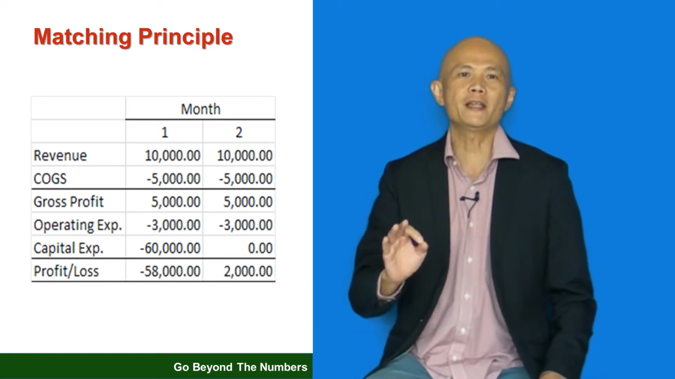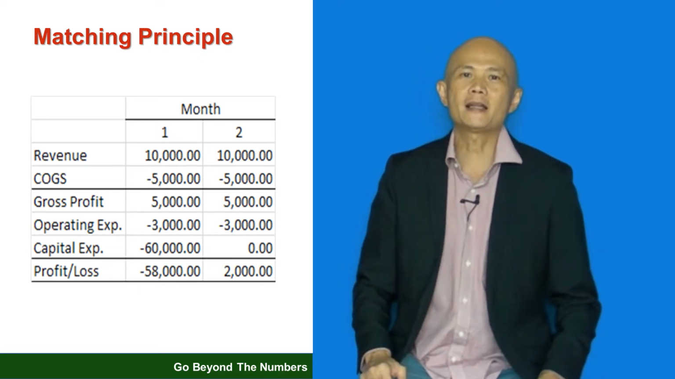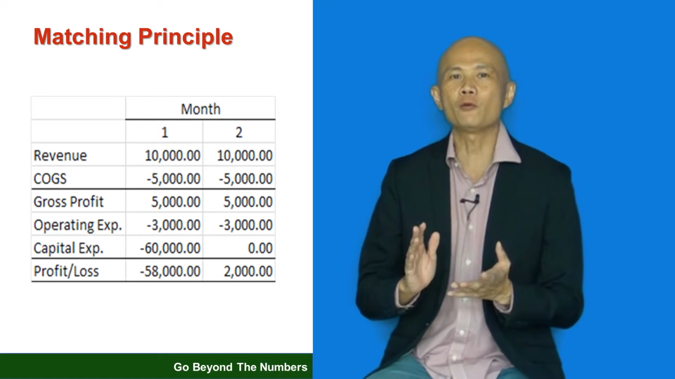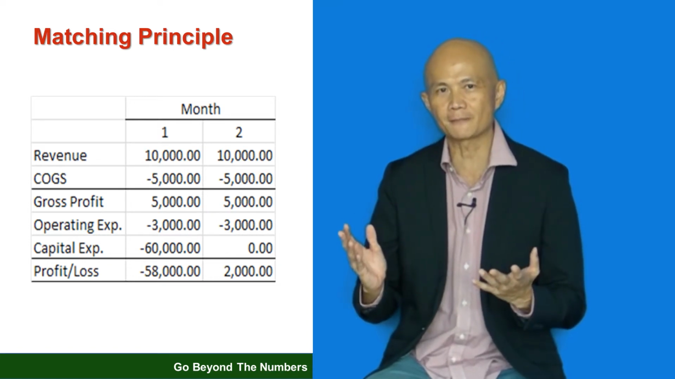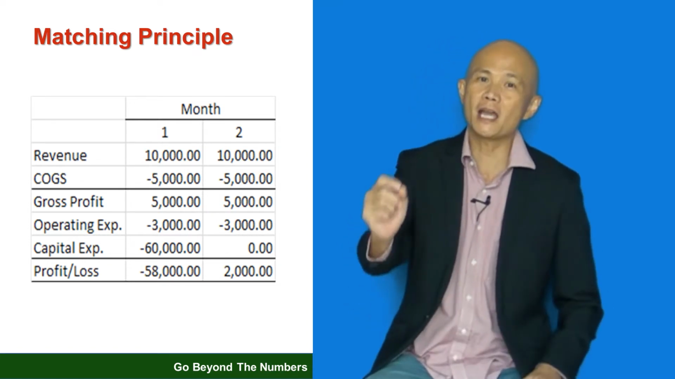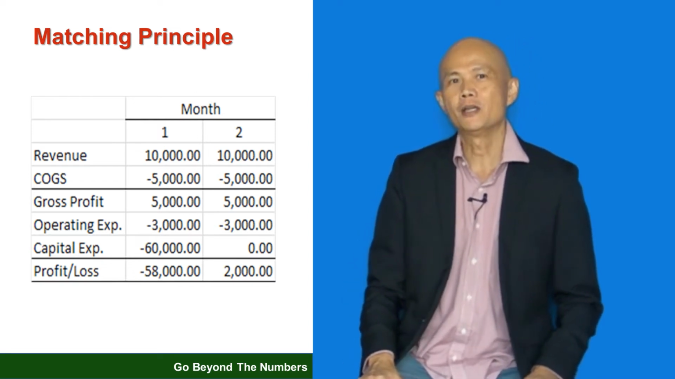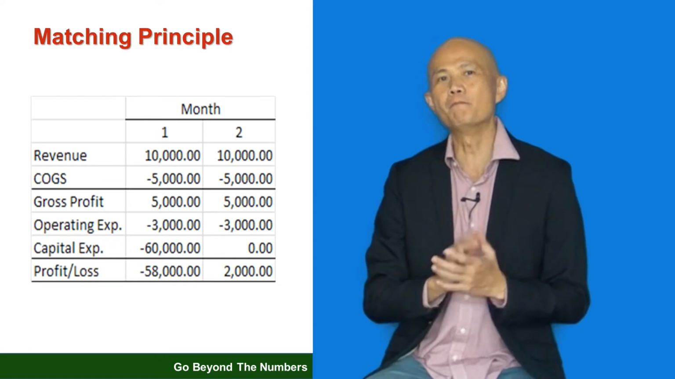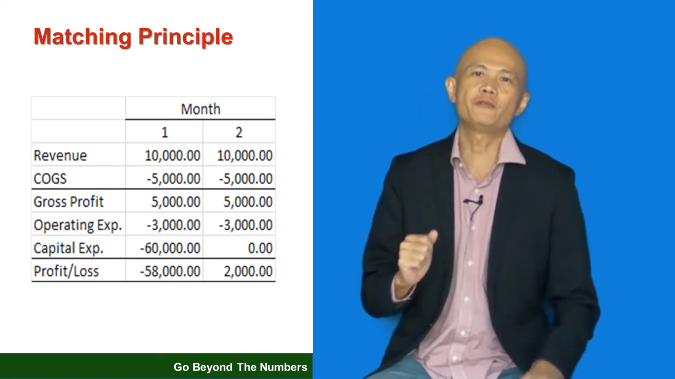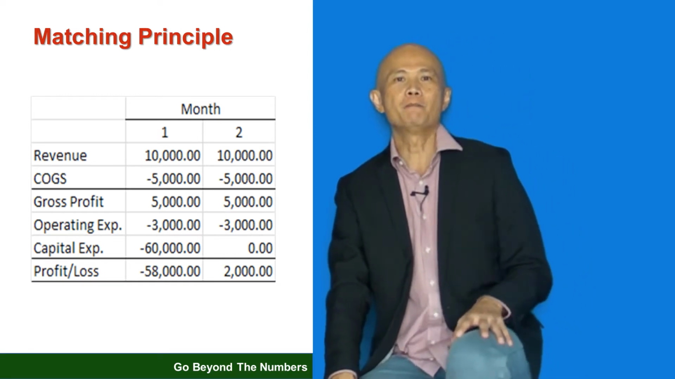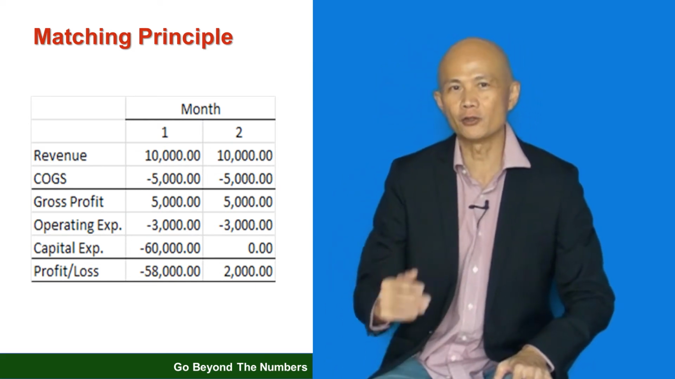So my gross profit is $5,000. And then I need to allocate about $3,000 worth of operating expenses. And then of course, I paid cash for the truck in month 1, and so I charged that to month 1. So if you do your math here, in month 1, we lost about $58,000. And in month 2, we made $2,000.